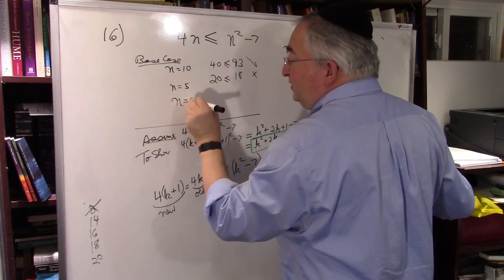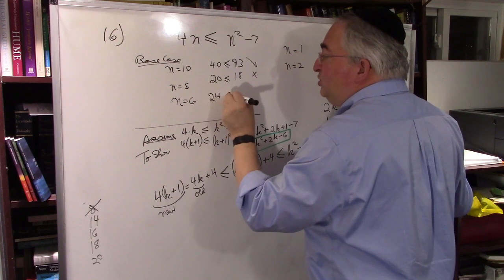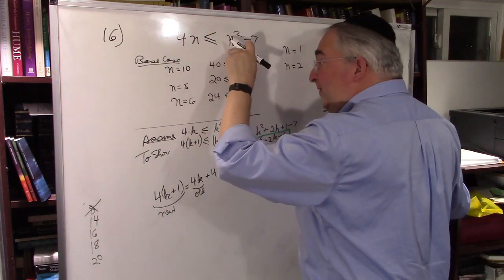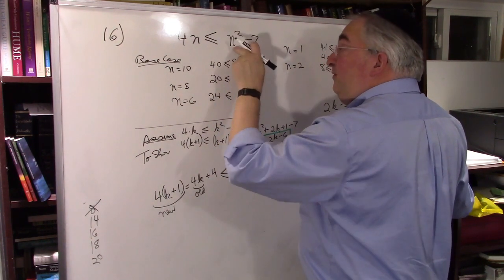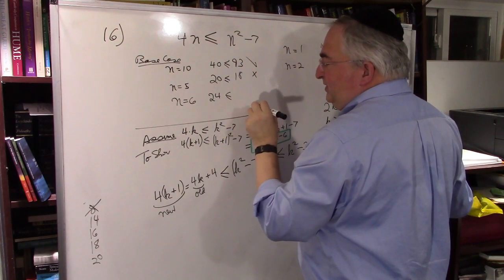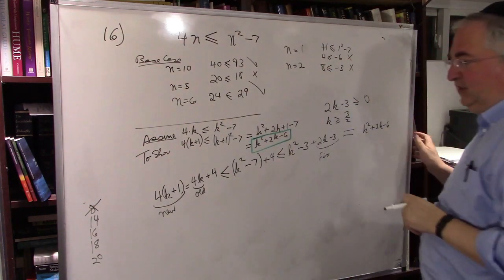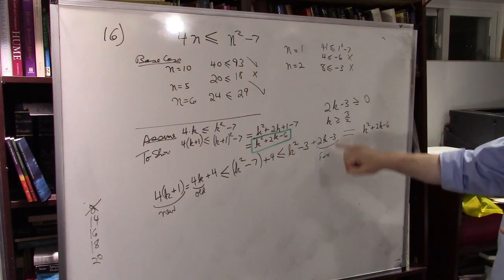Let's try n is equal to 6. You ready? Let's try this. This is going to be 24. Is 24 less than 36 minus 7? 36 minus 7 is 29. Yes, it works for n is equal to 6. Hold on. We're going to come back here again.